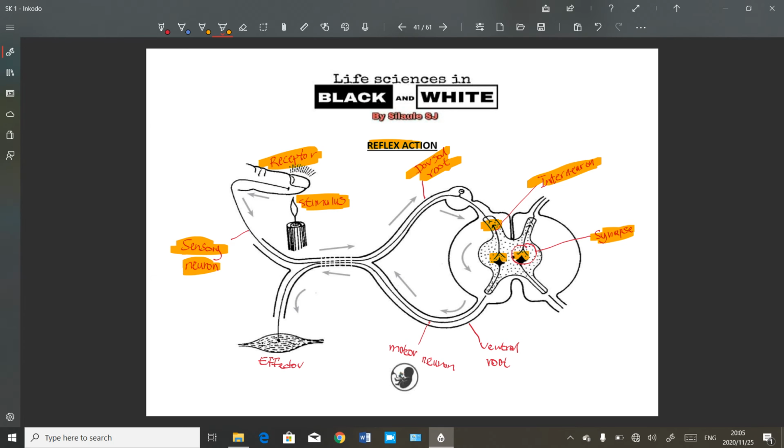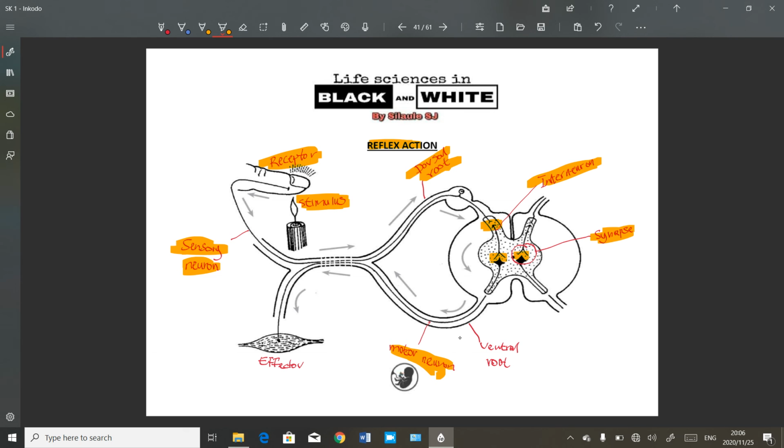Then the purpose of that gap is to ensure that impulses travel in a single direction by releasing neurotransmitters from one neuron to another. Then the interneuron, since it lies between the motor neuron and the sensory neuron in the spinal cord, it will transmit the impulse from the sensory neuron to the motor neuron.